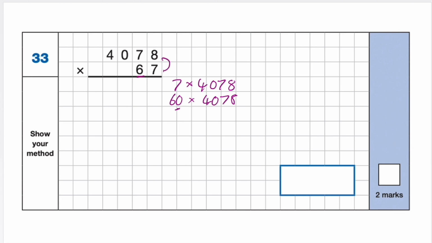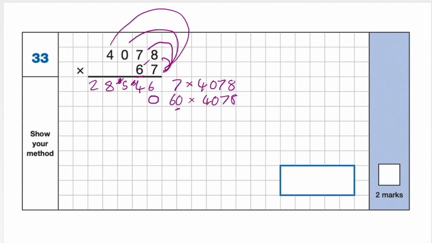7 times 8 is 56. Put my small 5, big 6. 7 7s are 49, plus my 5, 54. 7 times 0 is 0, plus my 5 gives me 5. And then 7 times 4 is 28. Get rid of the small numbers because we've used them. And now I can do 60 times 4078 and show that it's 10 times larger than just the 6 we're going to work with by putting the 0 in.